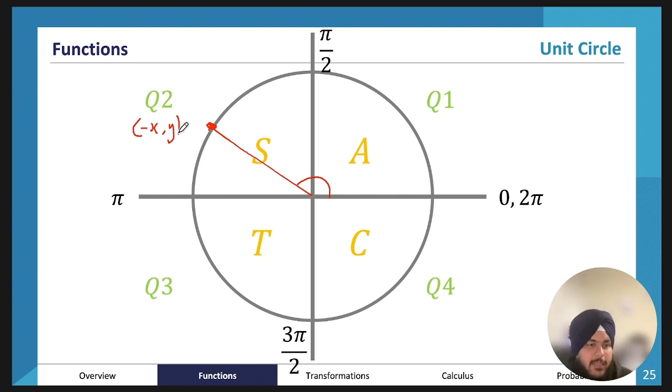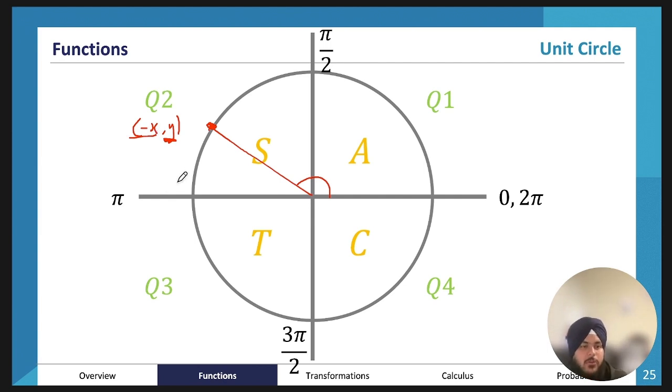So essentially, if I were to find what sine is equal to, and remember sine is equal to y, or the vertical length, it's just going to be equal to positive y. So therefore, at this point, sine is still going to be positive. Whereas cos, which was the x length, is going to be negative because it's equal to negative x.